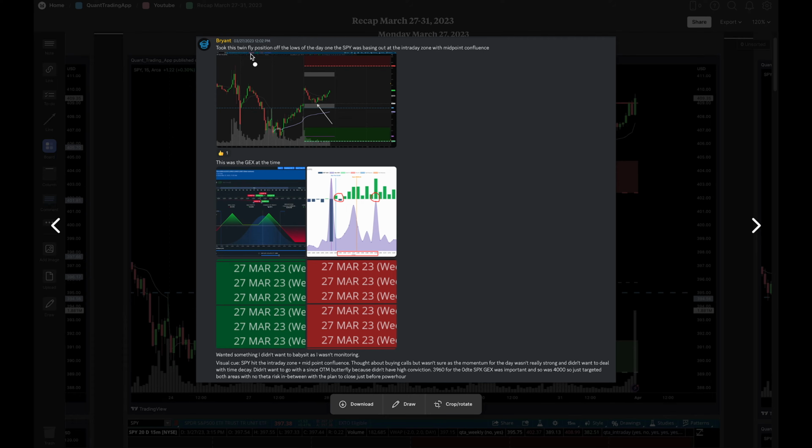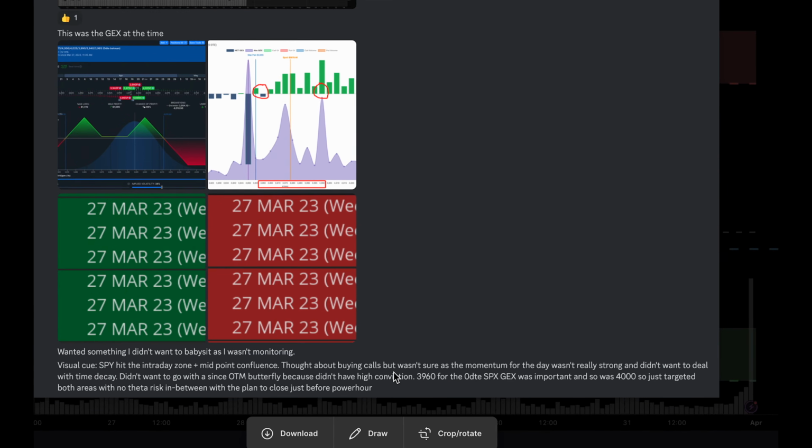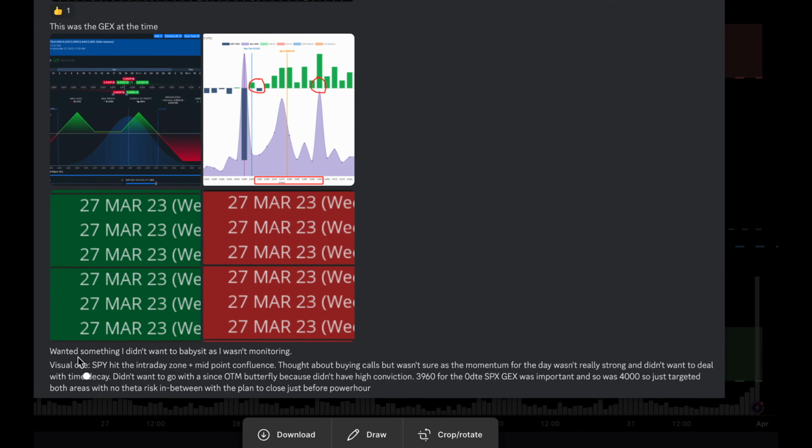I took what I've been calling a twin fly position off the lows on the SPY, which was basing out at the intraday zone with the midpoint confluence. What exactly did I mean? Let's scroll down here. I wanted a position that I wouldn't be babysitting, as I had other obligations to do during this day.